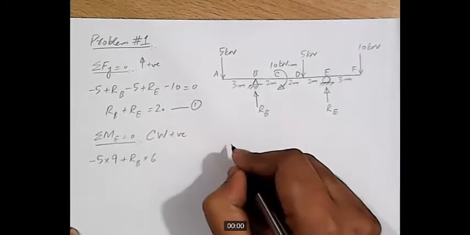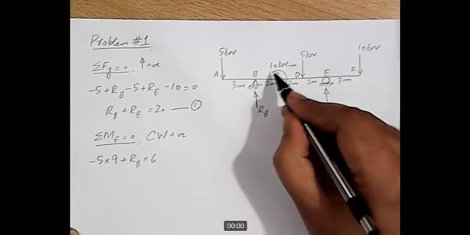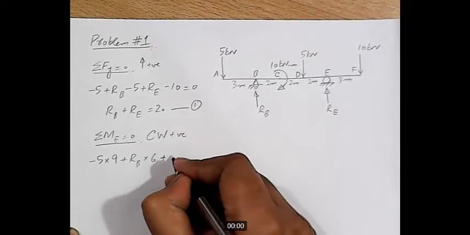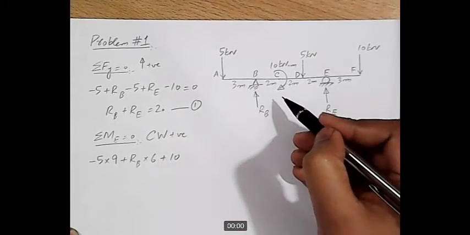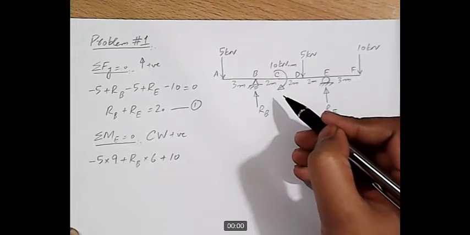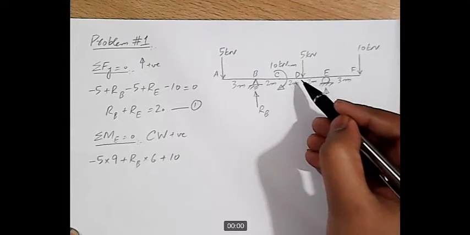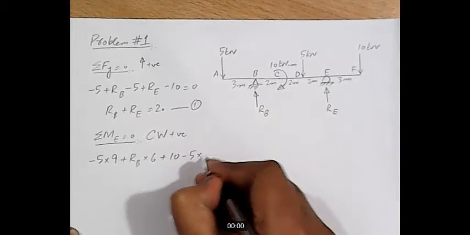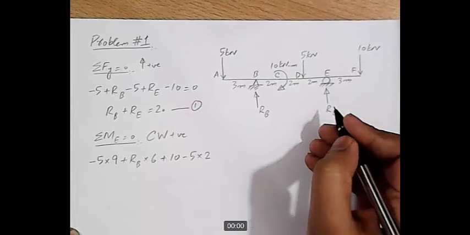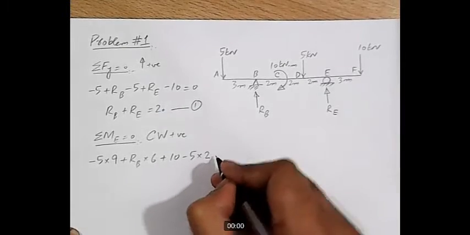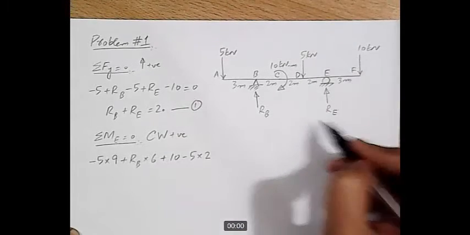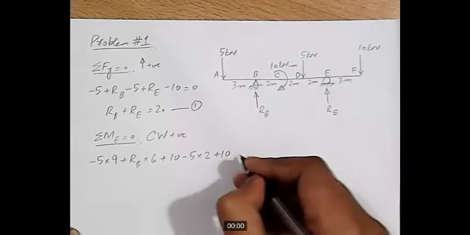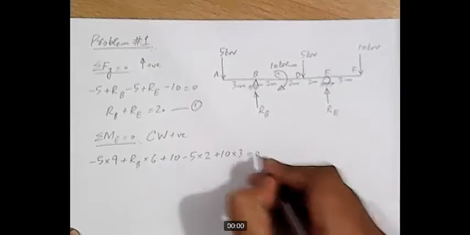RB into 6. Then we have this moment 10 kilonewton meter, and it is acting in clockwise direction, so it will be positive. As it is a moment by itself, it does not need to be multiplied with any lever arm. Next is this 5 kilonewton force, producing moment in counterclockwise direction, so minus 5 and lever arm is 2. RE is passing through point E, so RE will not contribute in moment. And then this 10 kilonewton force is producing moment in clockwise direction, so positive 10 and the lever arm is 3. And this should be equal to 0.